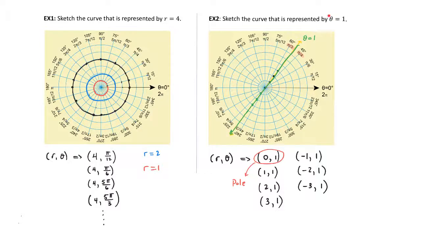So every time that you have a polar equation where r doesn't appear, you have theta equals a constant. Could be 1, could be 2, could be 3 pi over 2. That means that you're going to have a line that is going to pass through the pole.